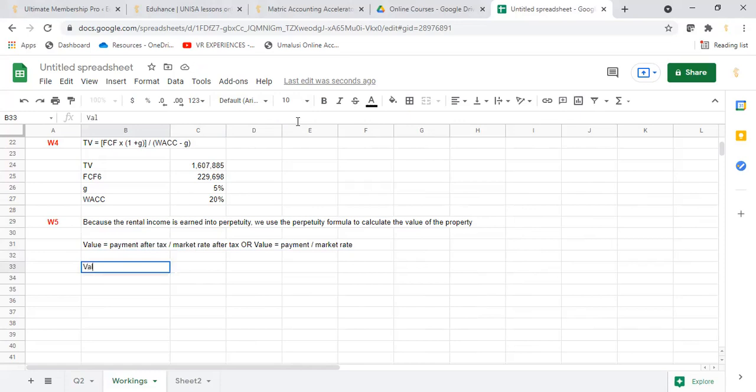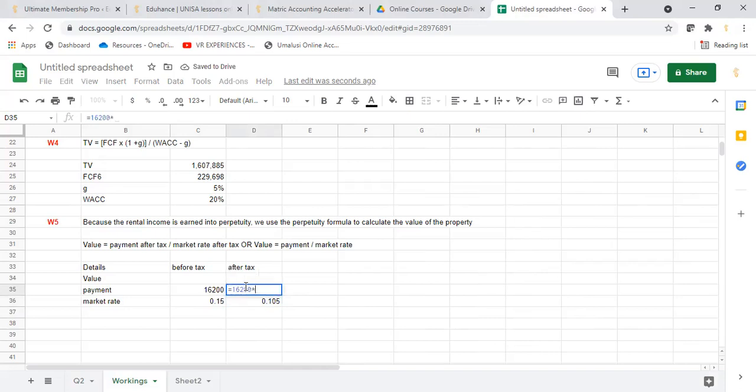So we can see now, it should give us the same answer. We'll just check quickly. Payment and then market rate. So they told us it is 15%. And over here, if it's after tax, it's going to be 15% times 0.7. Over there, it was 16,200. If it's after tax, it will be 16,200 times 0.7.